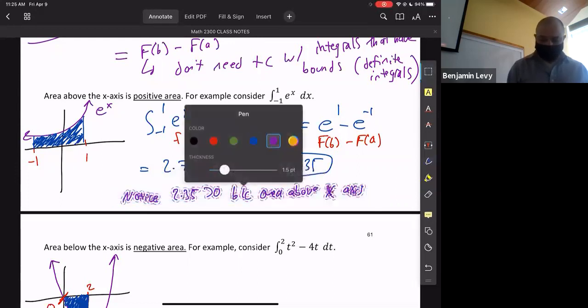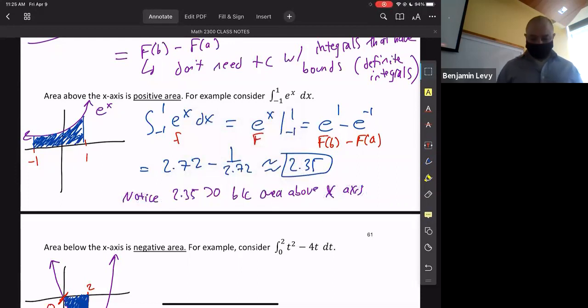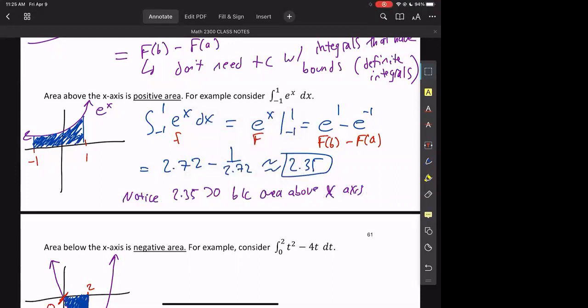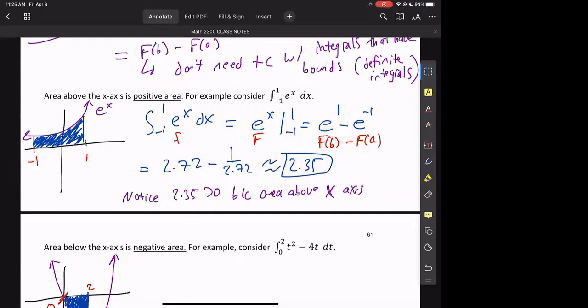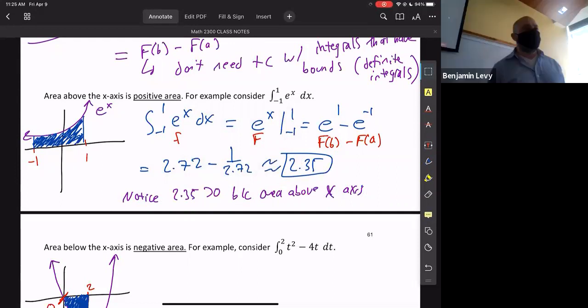What do you think? It makes sense. When you say it in English words, I think it's like the area between the x-axis and the integral bound. Yeah, the area bounded between the function and the x-axis is 2.35.